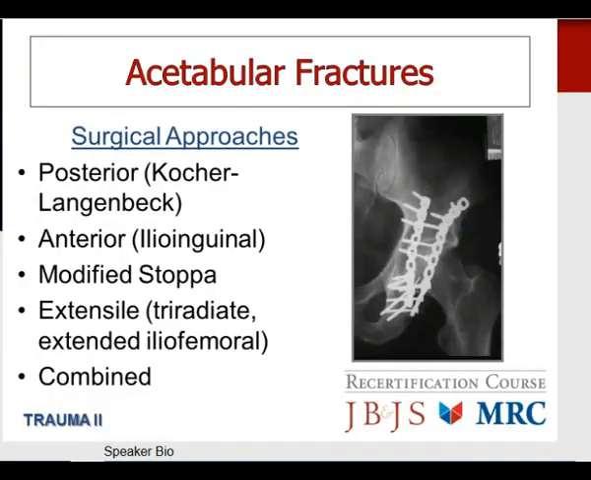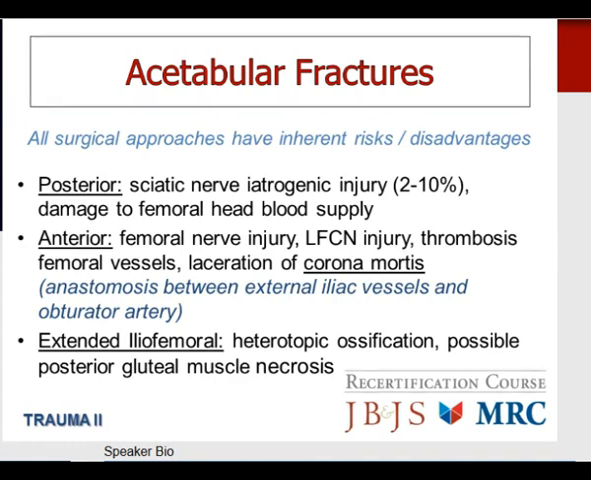The surgical approaches for acetabular fractures: the workhorse approach for posterior fracture patterns is the posterolateral Kocher-Langenbach approach. The ilioinguinal approach is the traditional approach for the anterior acetabulum, more recently being replaced by the modified Stoppa approach in many surgeons' hands. There are also the extensile approaches, such as the triradiate and the extended iliofemoral, and then there are certain fracture patterns, most commonly the T-type fracture, which may require a combined approach with separate approaches for the posterior and anterior aspects of the acetabulum. All of the surgical approaches have their own inherent risks and disadvantages.